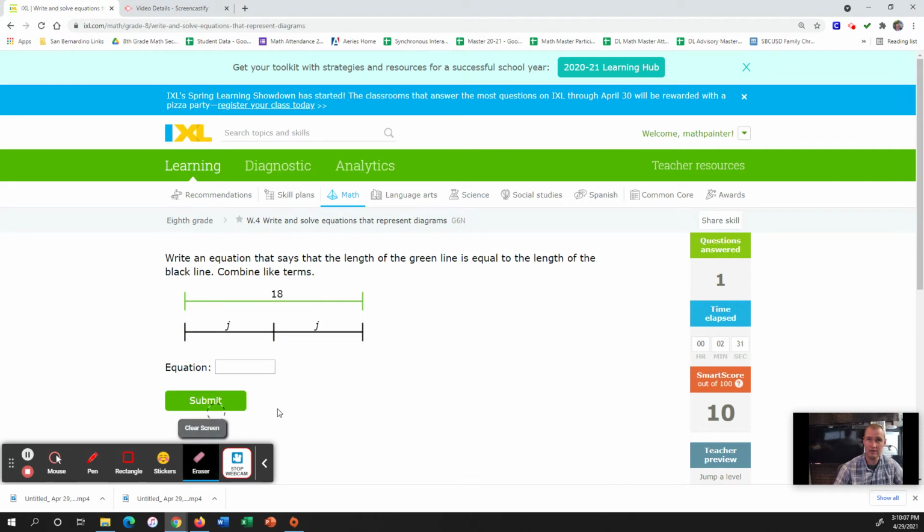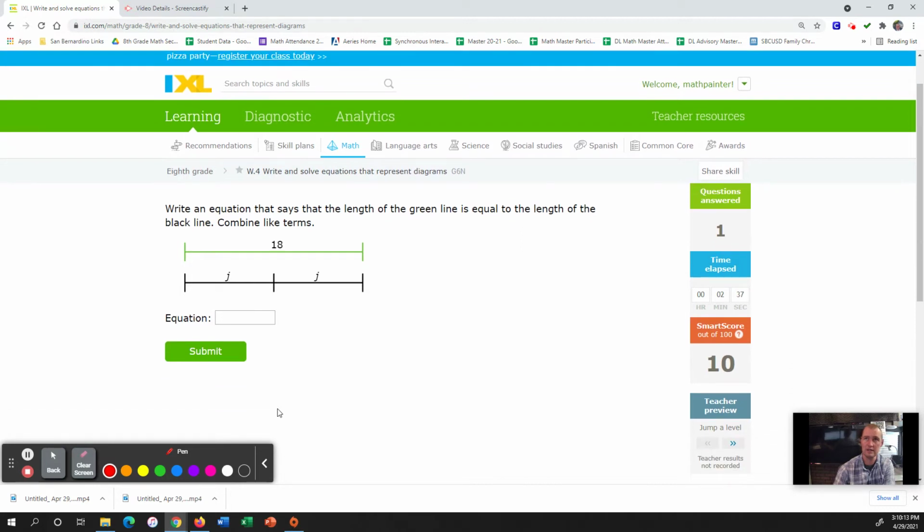All right, first problem is out. Next one, here we go. Write an equation that says the length of the green line is equal to the length of the black line. Combine like terms. Okay, the length of the green line is 18 equals the length of the J's. Well, there are 2 J's, so we're going to put 2J. So 18 equals 2J.